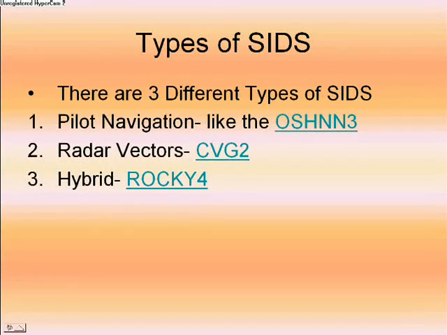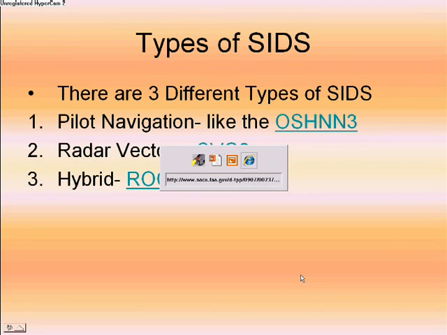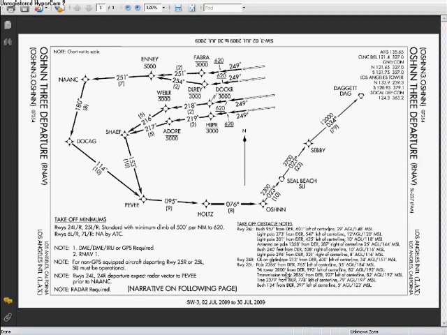There are 3 different types of SIDs: pilot navigation, radar vectors, and hybrid, and I have a couple of them here. The pilot navigation is one like the Ocean 3 departure, which is this one. This is the Ocean 3 departure. As you can see, the name over here, and that's the route that you would fly. It looks confusing now, but we'll get to it.